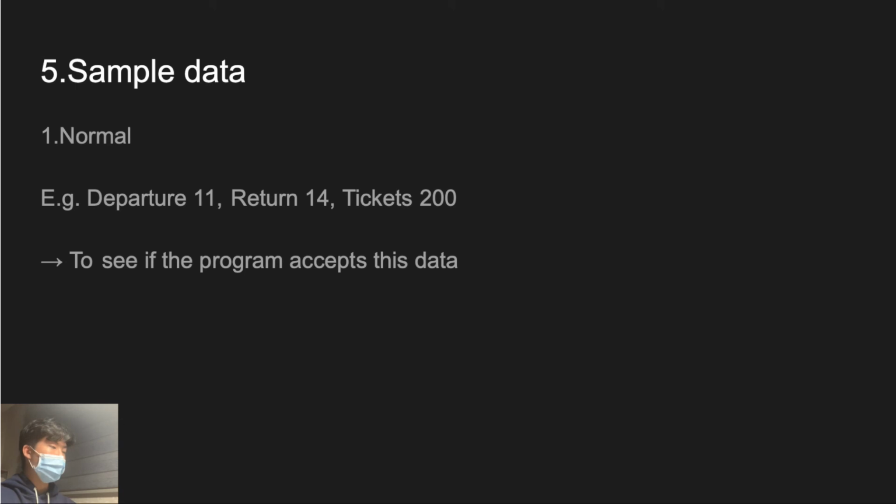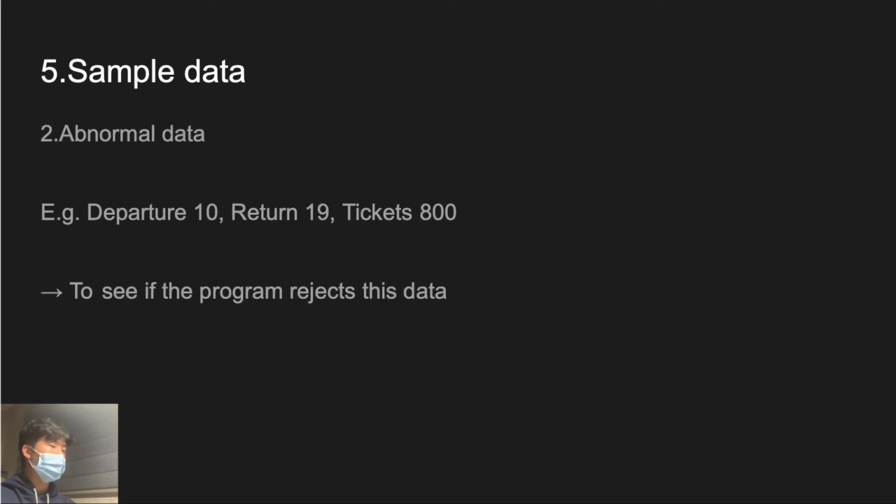The next type of data is abnormal data or erroneous data, and it is used to see if the program rejects this data. So if you enter departure time 10, it will reject because it is an even number. And similarly, if you enter 19 for return train, 19 is bigger than 16, so it will be rejected. And finally, if you enter number of tickets 800, it'll be rejected because there are only 480 or 640 tickets in the trains.